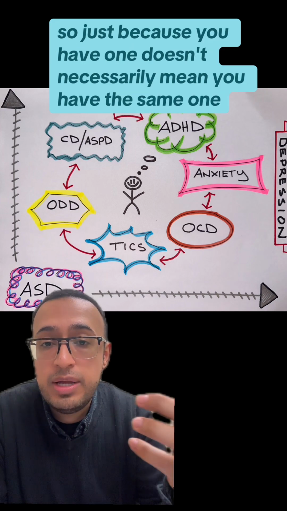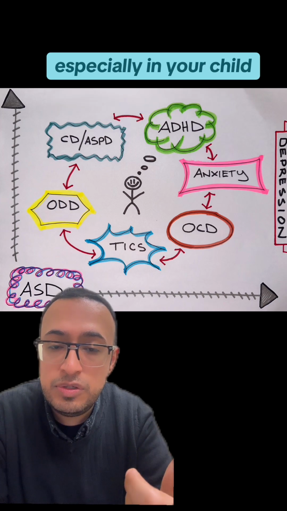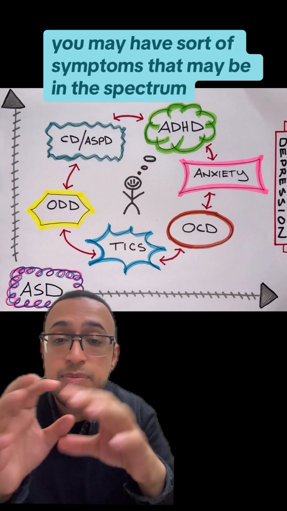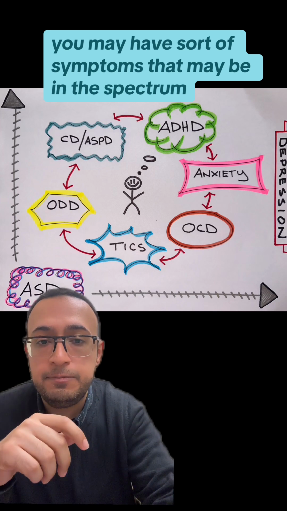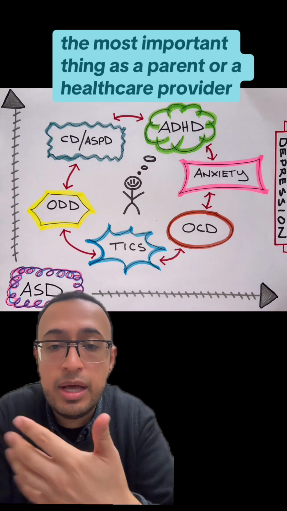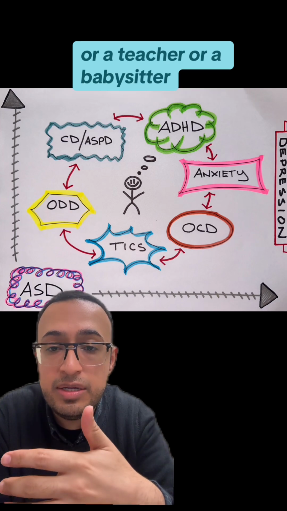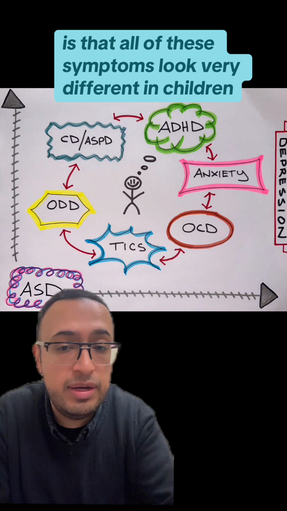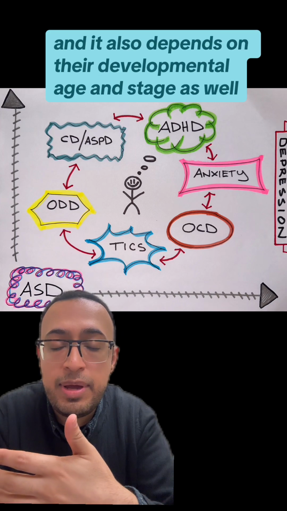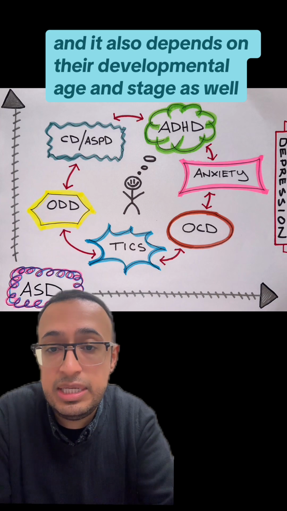So just because you have one doesn't necessarily mean you have the same one, especially in your child. You may have symptoms that are on the spectrum. The most important thing as a parent or a healthcare provider or a teacher or a babysitter is that all of these symptoms look very different in children, and it also depends on their developmental age and stage.